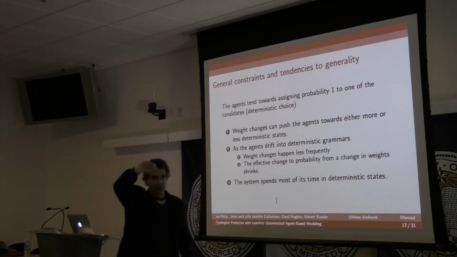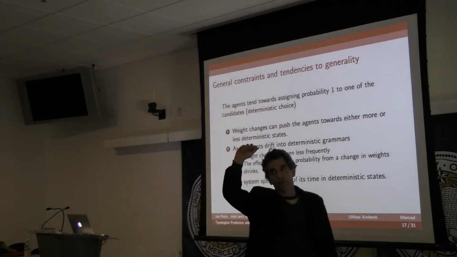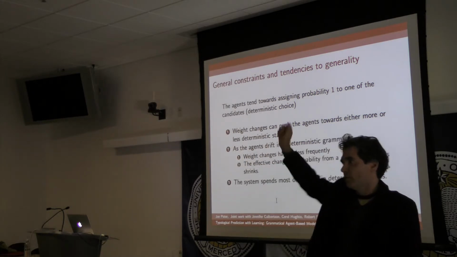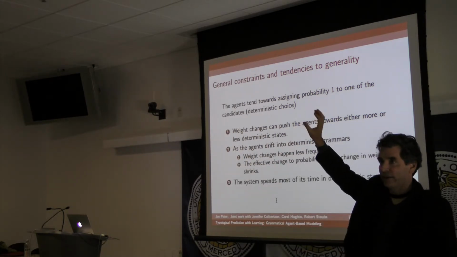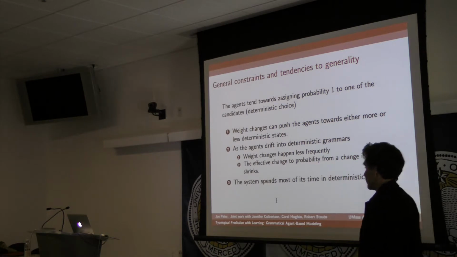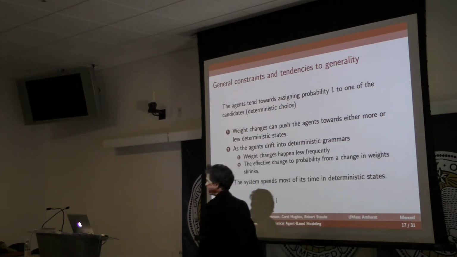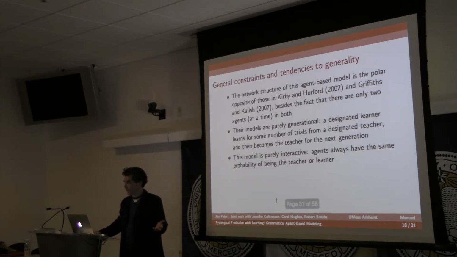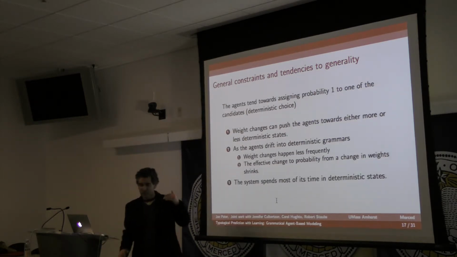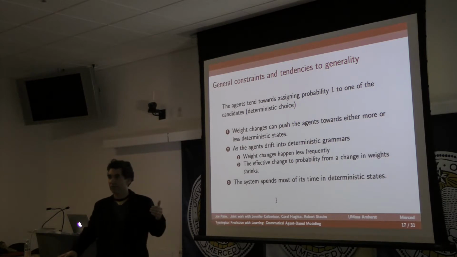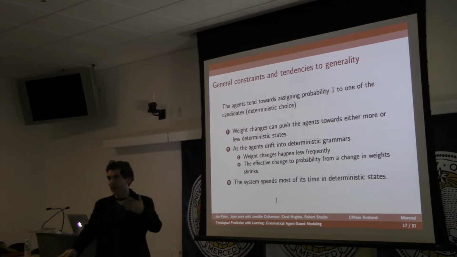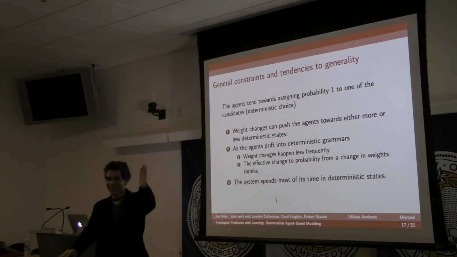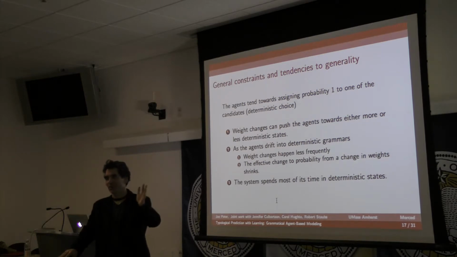So in other words, as you get closer and closer to assigning probability 1 to one of the candidates, you tend to stay in that space. So the system spends most of its time in deterministic states. So what we do then in our simulations is just stop them when they get to probability 0.95. And when we've looked at what happens if we run them longer, they tend to stay there. If we had chosen instead 0.75, and we've tried that, it doesn't really change much.